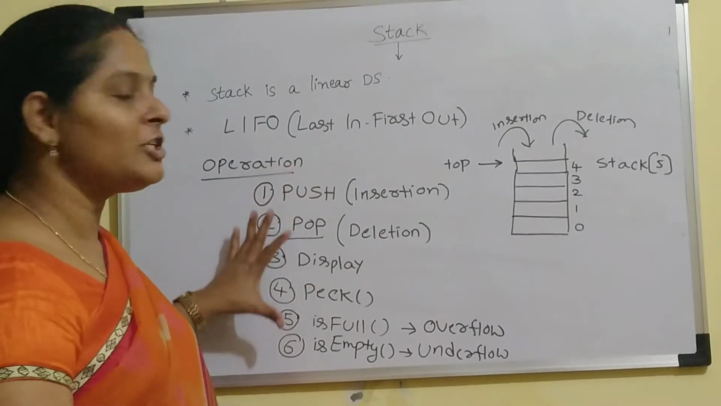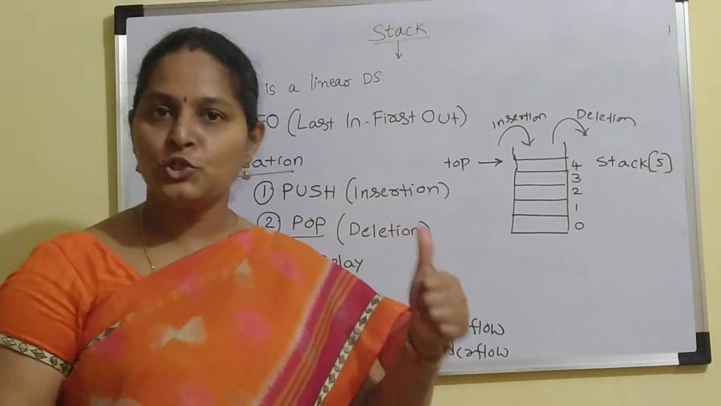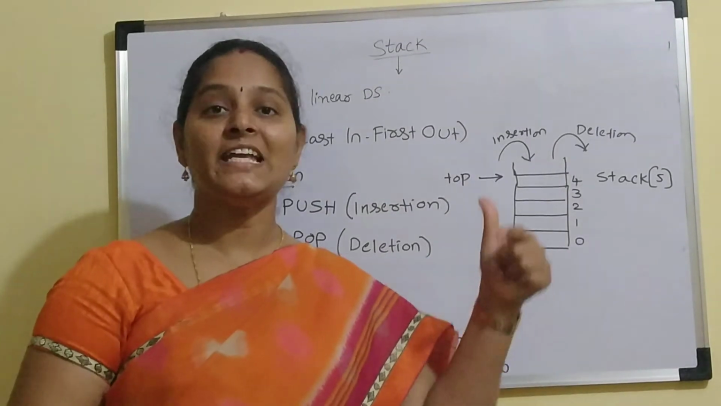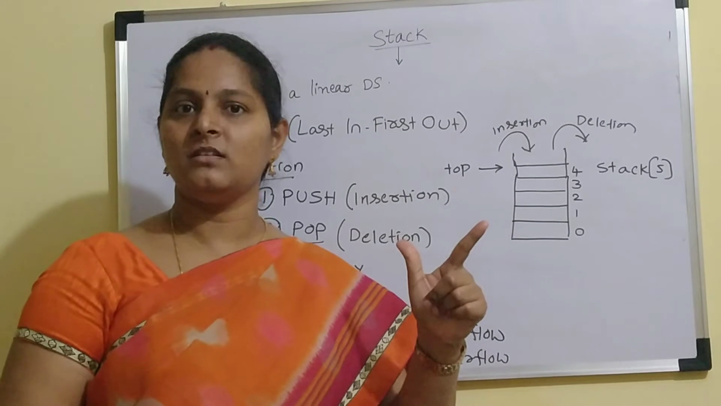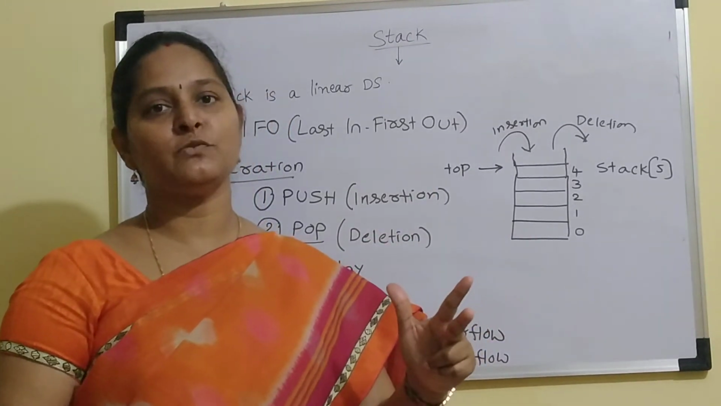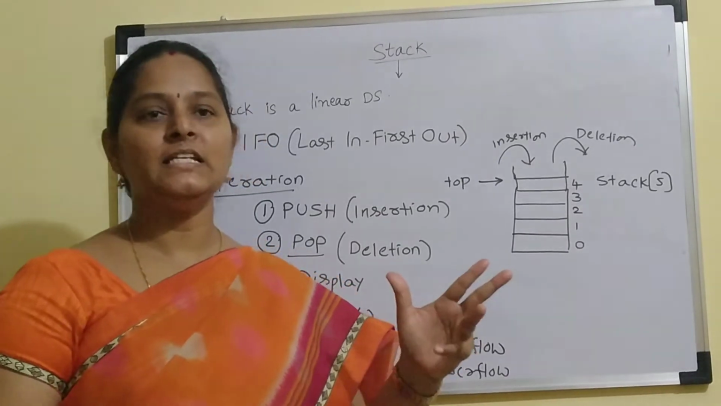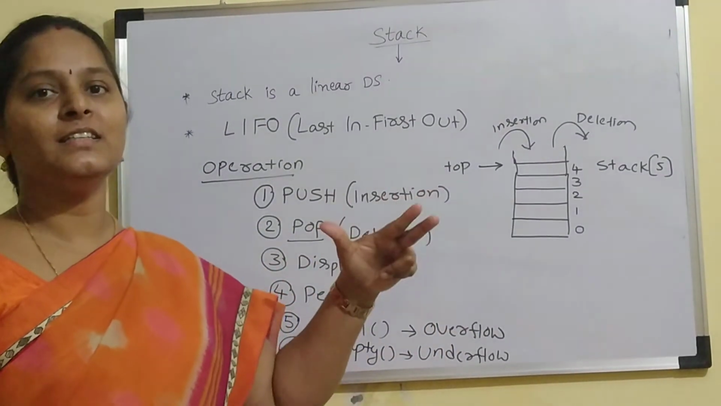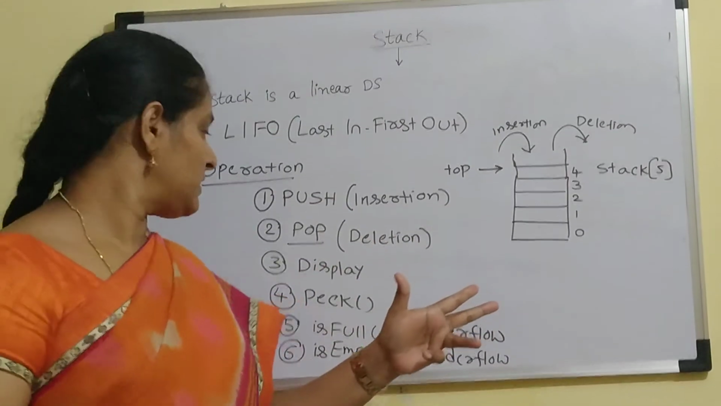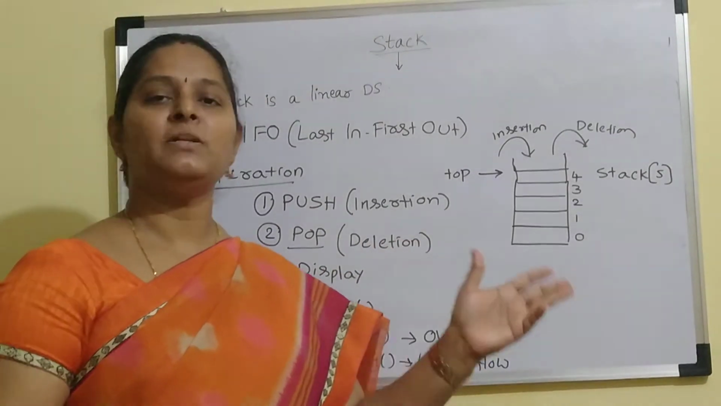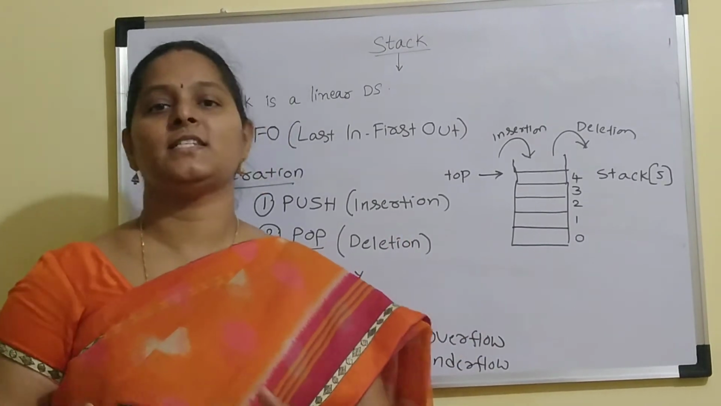These are the major operations that we can perform on the stack. First one is the push operation. It is used for inserting the data elements into the stack. Second one is the pop operation. It is used for removing the elements from the stack. Next, third one is the peek function. Peek is used for returning the topmost element from the stack. And fourth one is the display function. Display function is used for printing all the contents of the stack.